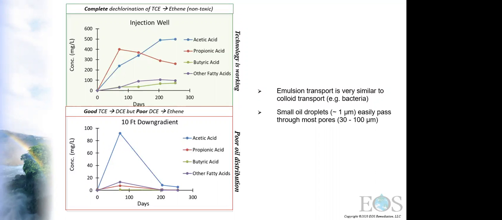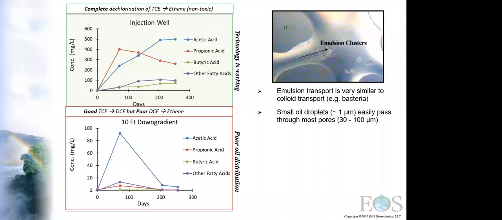They're seeing ethene. Now, when we talk about EVO transport, we would want the oil to easily pass through the pore space of the aquifer. And so the oil kind of mimics a little bit the same way that the bacteria transport.